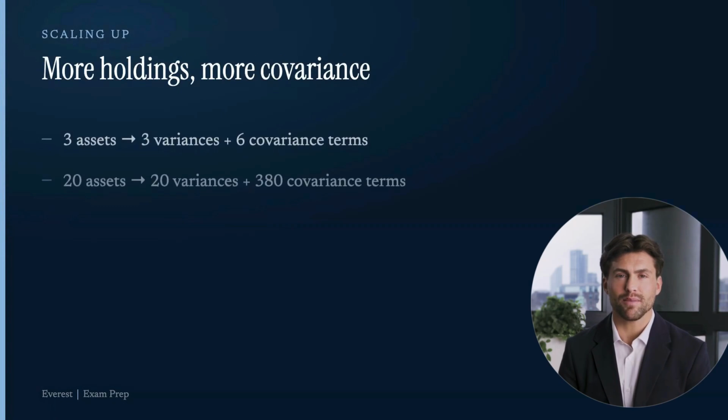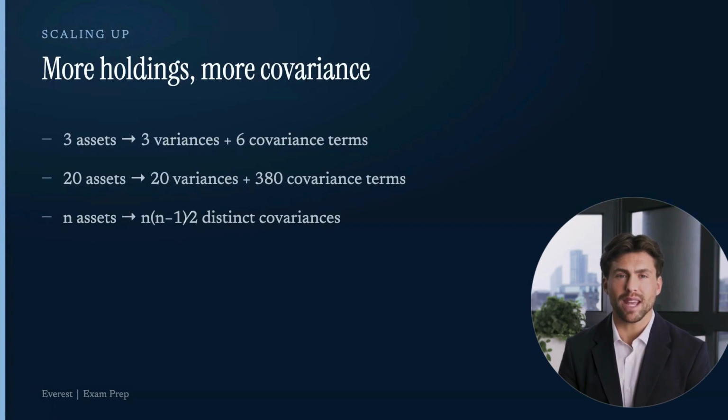This scales up fast. A 3-asset portfolio has 3 variances and 6 covariance terms. 20 assets have 20 variances and 380 distinct covariance pairs. The more holdings you add, the more covariance, not variance, drives the outcome.